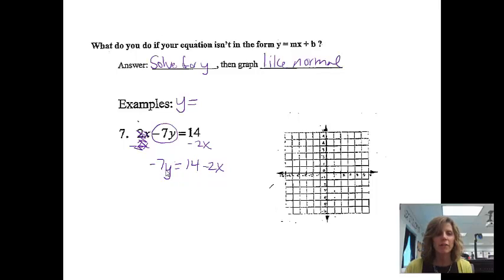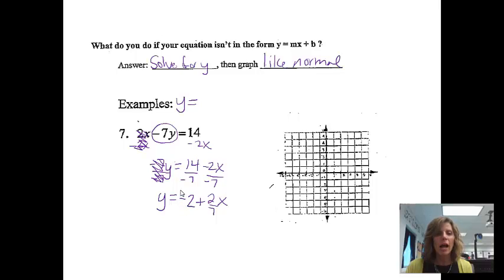All right, then from here, I still want the y by itself, and the negative 7 is multiplied by the y right now, so we're going to divide all three parts by negative 7. So now we have negative 7 divided by negative 7. They cancel each other out because that equals 1. So I'm going to have y equals 14 divided by negative 7 is negative 2. And then a negative divided by negative is a positive, and 2 does not divide by 7 very nicely, so we're just going to leave it as 2/7 x. We now have a problem that's in a form that we know how to graph.